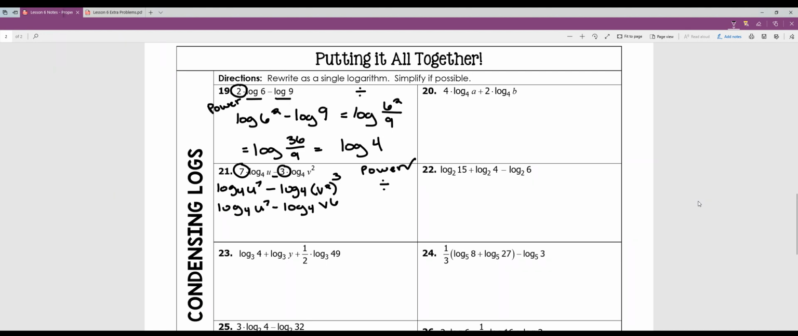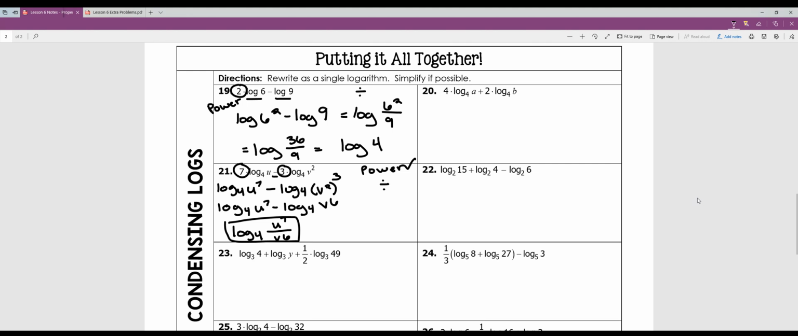So I have these 2 logs subtracted from each other, so that is the same thing as log base 4 of u to the 7 over v to the 6. Now, because u and v are not like terms, I cannot simplify any further, and this is our final answer. All right, let's do one more condensing problem. Let's do number 23.